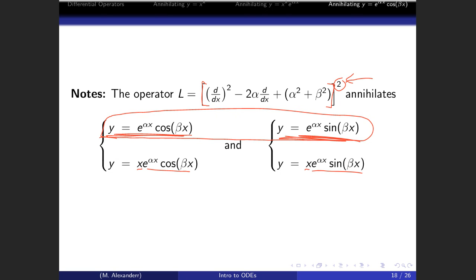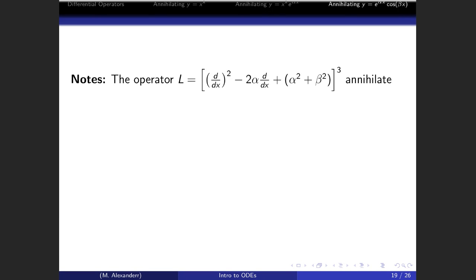We won't check this because it takes a long time to just solve the original problem. So now, what if you have the operator? Again, this is the same operator from the beginning, but now we have the power 3. What type of functions will be eliminated by this operator in red? The entire red operator. Okay, so the entire thing.